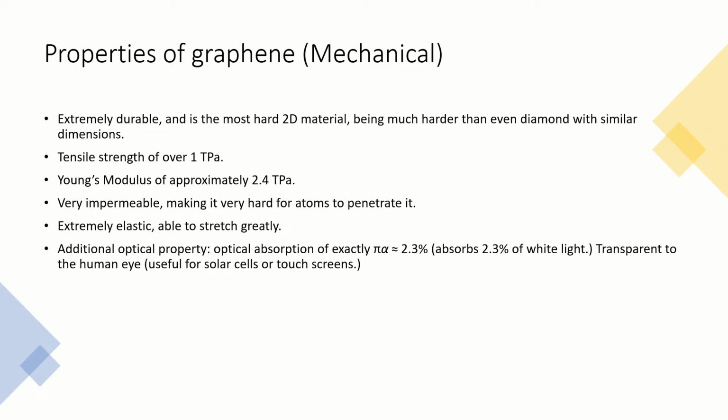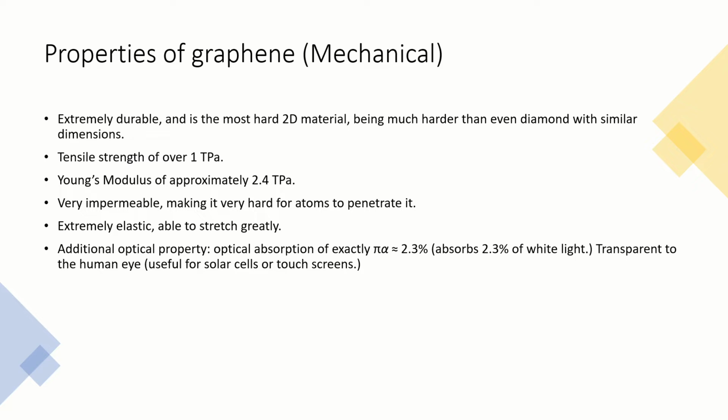Okay, so let's talk about some material properties. We learned a lot about these properties in this class. So graphene is extremely strong and durable. It's harder than even diamond when they both have similar proportions. It has a tensile strength of over 1 terapascal. Remember that that's the stress a material can take before breaking. It has a Young's modulus of about 2.4 terapascals.